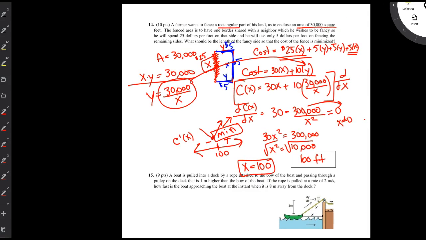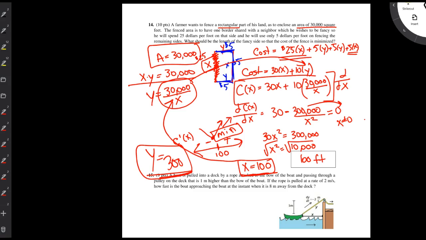It might ask you for the dimensions. If it wants to know the dimensions, you're going to plug x back in here. And y is going to end up being 30,000 divided by 100, which is 300. So I'm going to minimize my costs by making x 100 and y 300. This is nice because you can test, does the original area work out if I take x times y to get A?